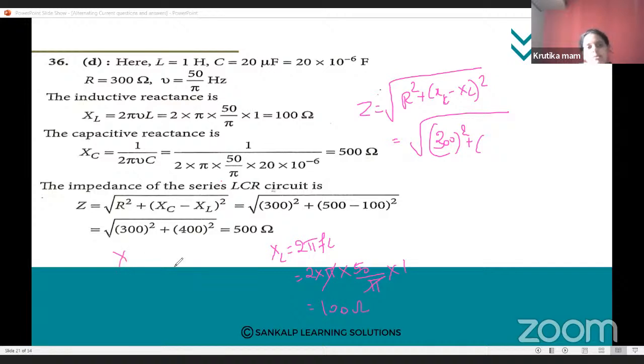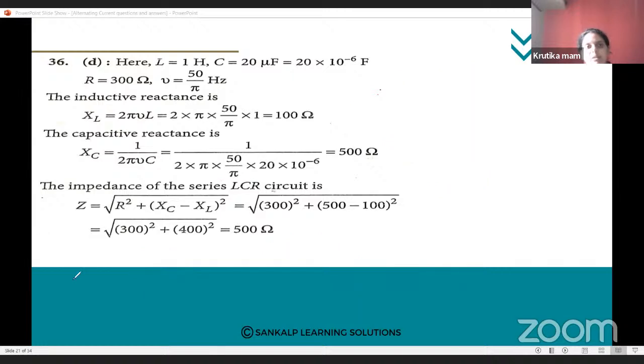Similarly, XC is equal to 1 upon omega C, that is equal to 1 upon 2 pi F into C. If you substitute the values here, you will get 500 ohm. So inside the bracket, it is 500 minus 100, whole square. 300 square is nothing but 9, 3 square is 9, so it is 90000 plus 500 minus 100, that is 400, whose square is taken. If you simplify and take it out of the root, you will get 500 ohm. Yes. All the solution steps are in front of you. Please copy down. Once you have copied down, please tell me.